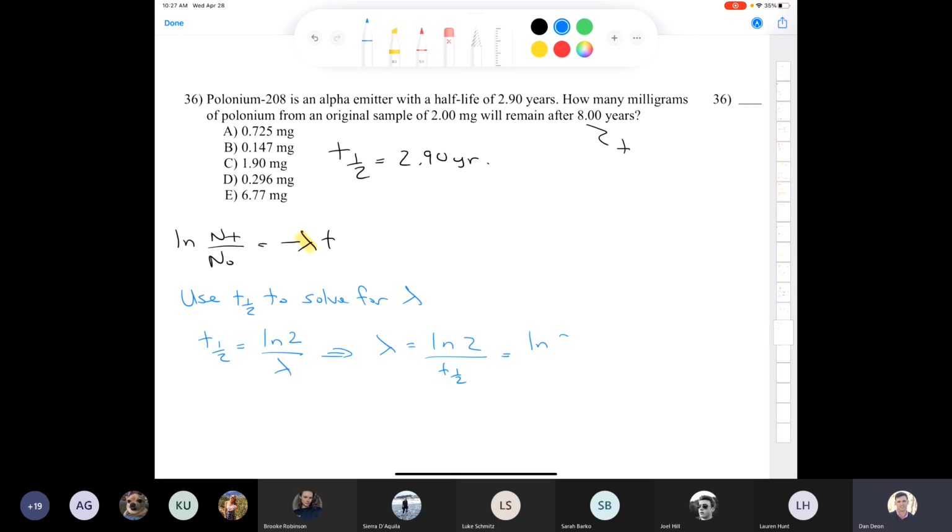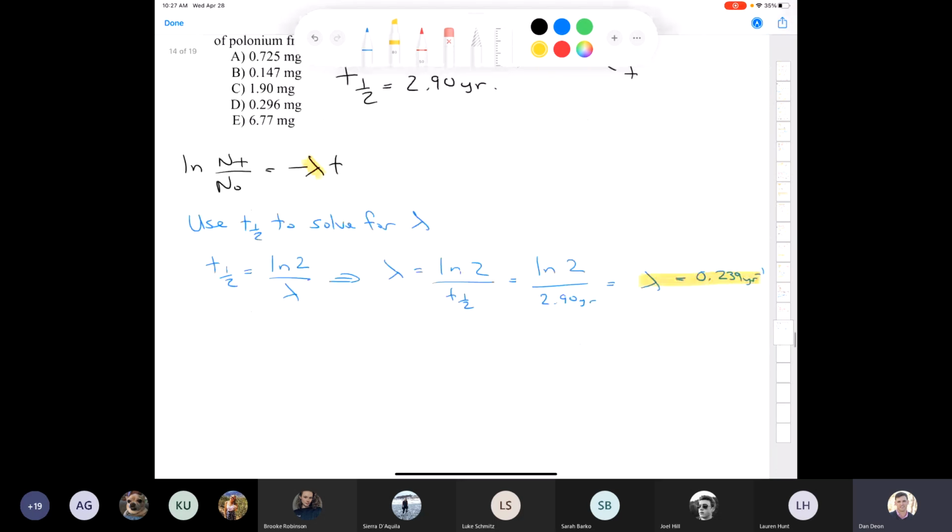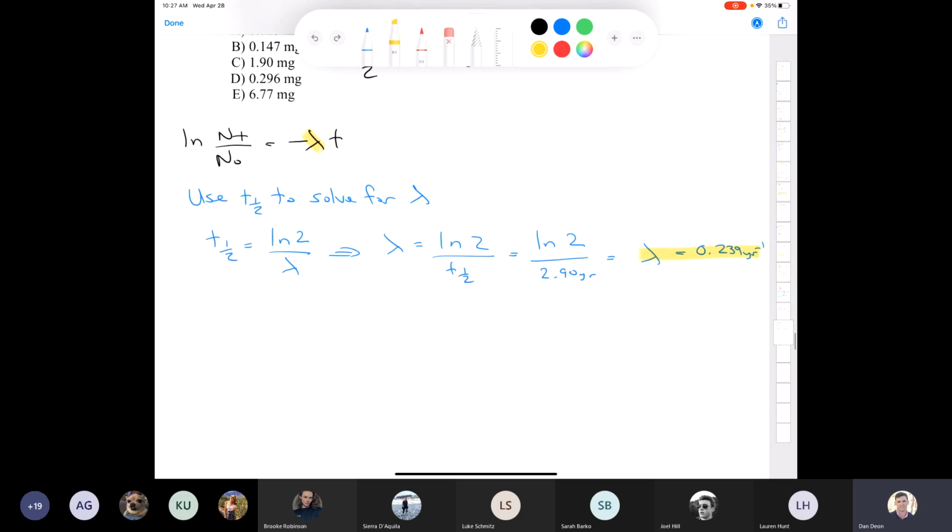We get the ln of 2 divided by 2.90 years, and we get a decay constant which is equal to 0.239 years to the minus 1. That is our decay constant. Now we can plug that into this formula, and we can solve for the ratio of NT, the amount after a certain amount of time, divided by the initial amount.